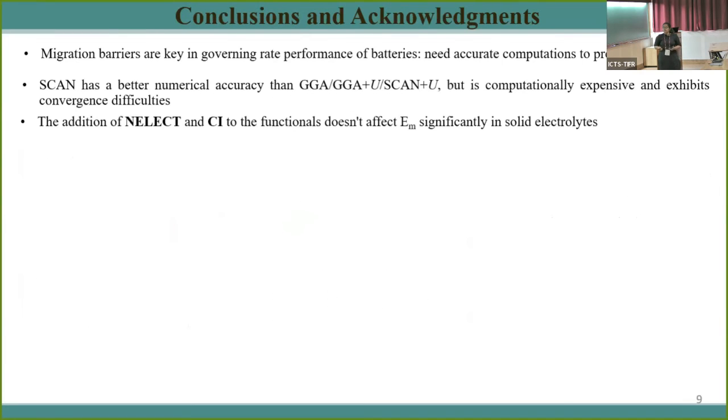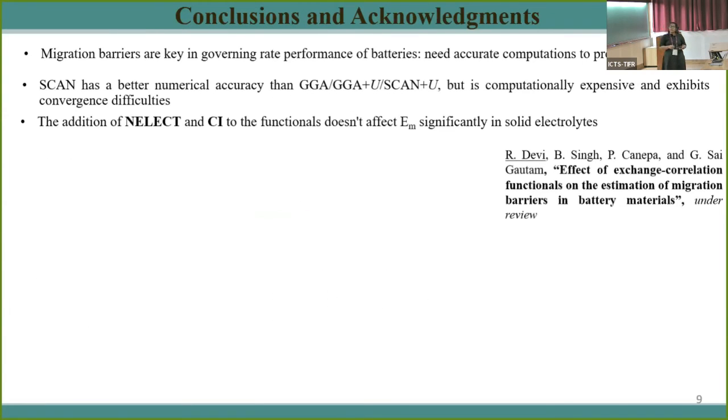So the major conclusions are: migration barriers are very important to predict because they affect the rate performance of batteries. SCAN has a better numerical accuracy, but it comes with a relatively higher computational cost and time. We also found that the addition of NLET and climbing image does not affect the barrier magnitude very much, at least in the case of electrolytes.